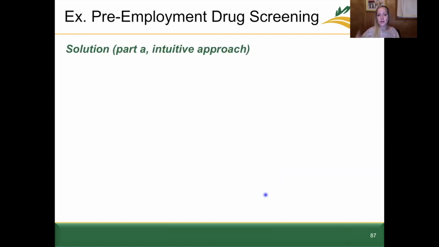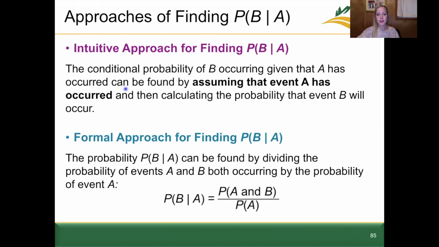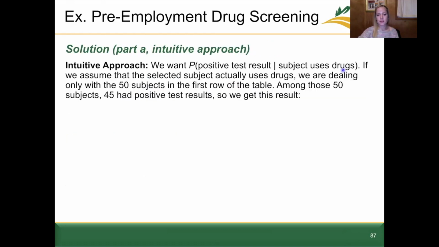Let's use the intuitive approach first. Remember from this slide, for the intuitive approach, we're going to assume that event A has occurred and then calculate the probability that event B will occur. So here for this specific example, if we want to assume the selected subject actually uses drugs, we are dealing with only 50 of the subjects in the first row of the table. Then among those 50 subjects, 45 had positive test results.